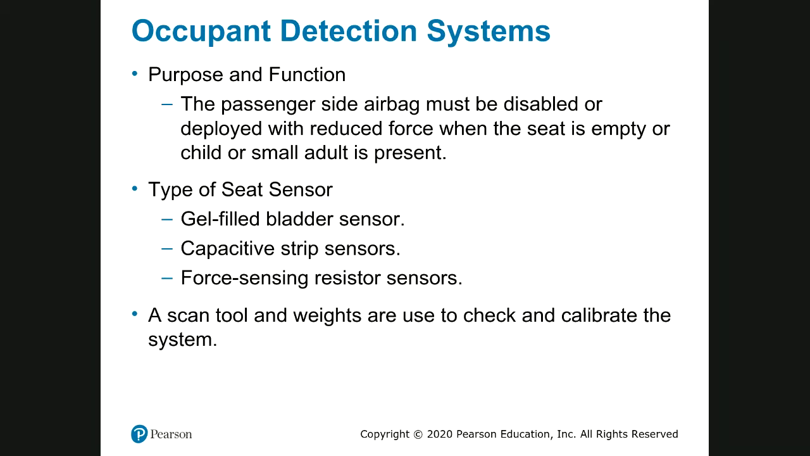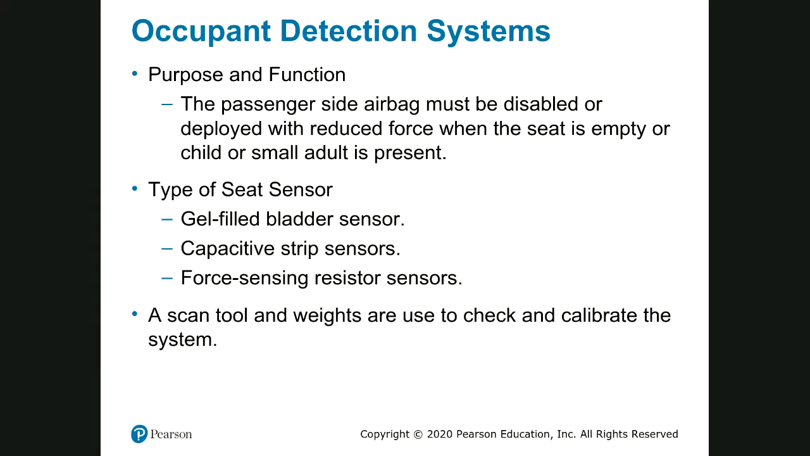I remember helping out at the Toyota dealership, just doing some shadowing one summer. The technician I was shadowing probably replaced about 20 different seat sensors for the occupant detection system because they were defective from the factory. The factory wasn't confident in their operation. So a scan tool and weights are used to check and calibrate the system there.